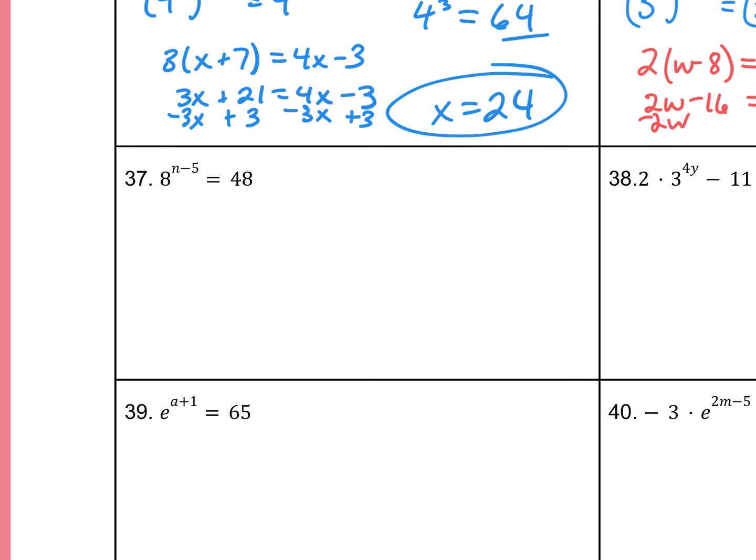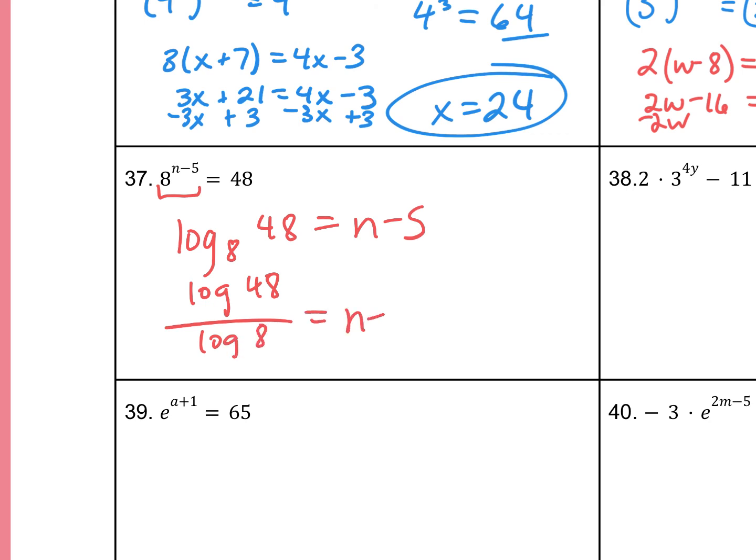Now we've got an exponential only on one side and a number on the other. I want to make sure this is isolated with just its base and its exponent, and it is. So I'm good to go ahead and set up a log to solve. Log base 8 of 48 equals n minus 5. Type this in my calculator by just typing in log 48 divided by log 8. Watch those parentheses. Log 48, close parenthesis, divided by log 8. 1.86 equals n minus 5. I know I got a plus 5 over, so n's going to end up being 6.86.